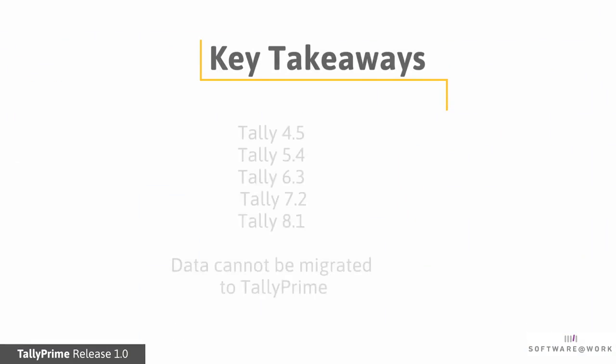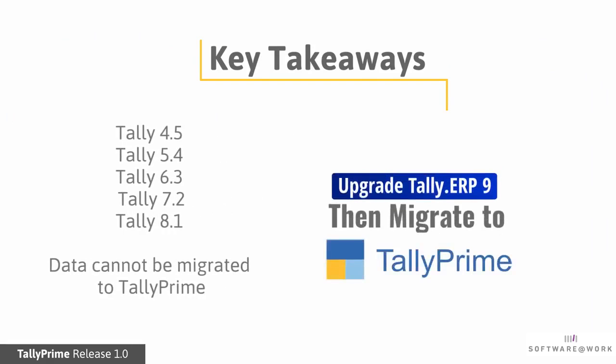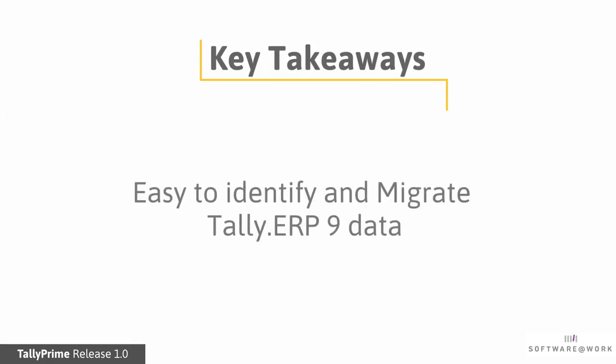The data from versions earlier than Tally.ERP 9 cannot be directly migrated to TallyPrime. You will have to convert to Tally.ERP 9 first and then migrate to TallyPrime. TallyPrime helps to identify the data that needs migration, takes backup before migration, and migrates Tally.ERP 9 data in a swift manner.